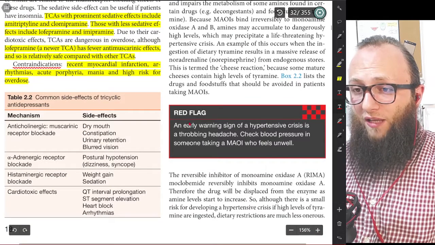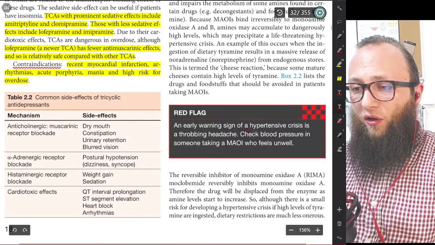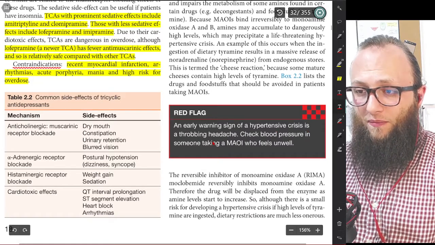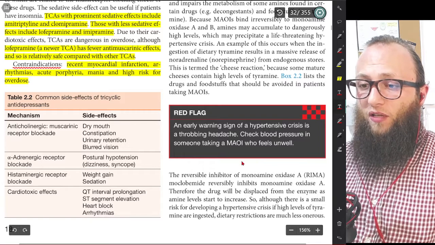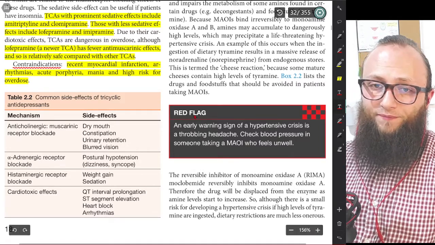Here we have a red flag. An early warning sign of a hypertensive crisis is a throbbing headache. Check blood pressure in someone taking an MAO inhibitor who feels unwell.